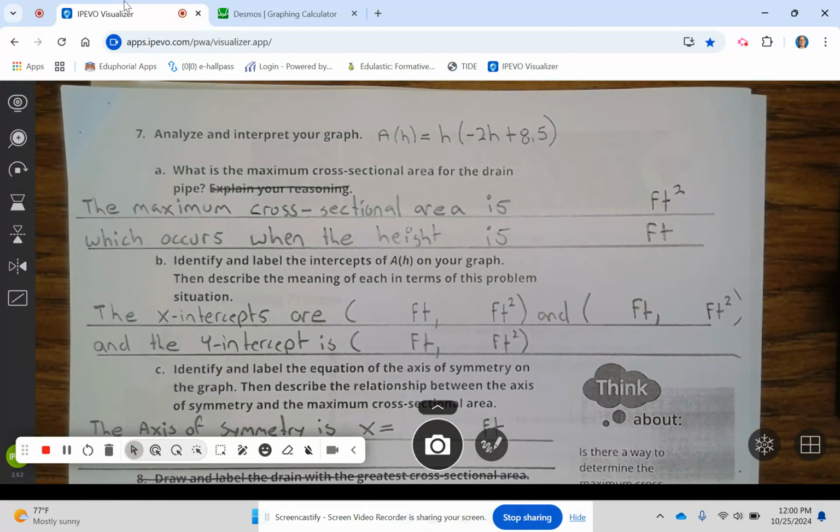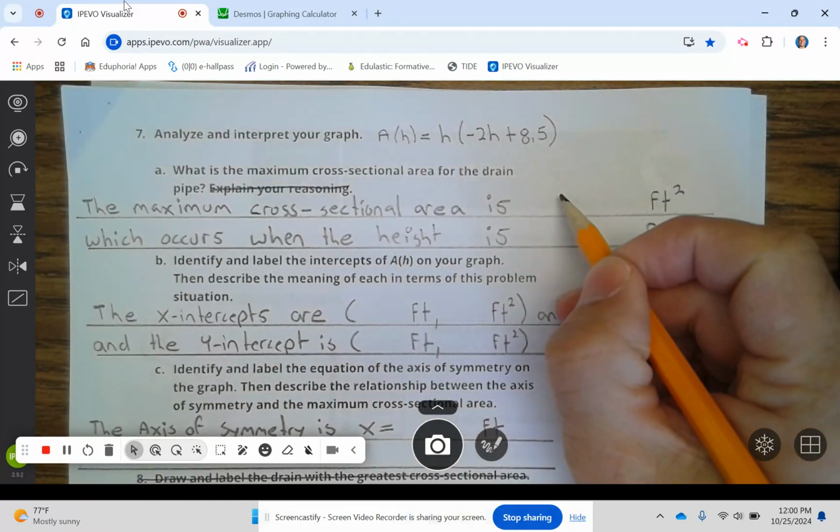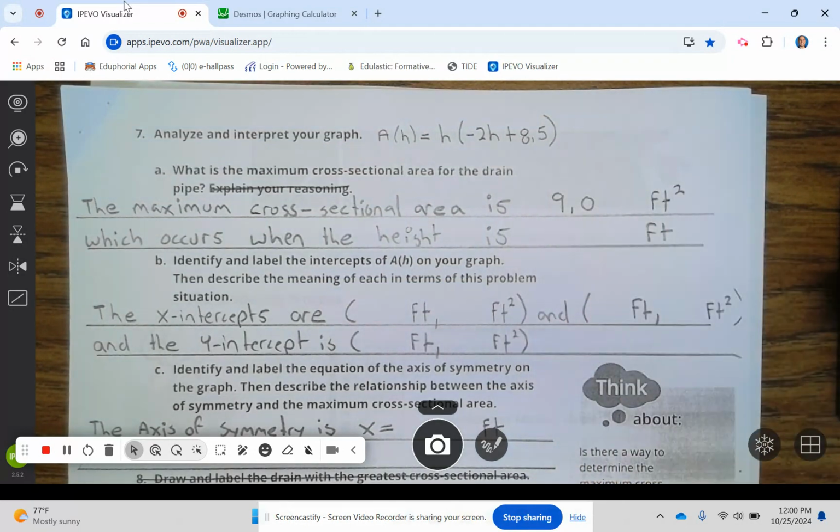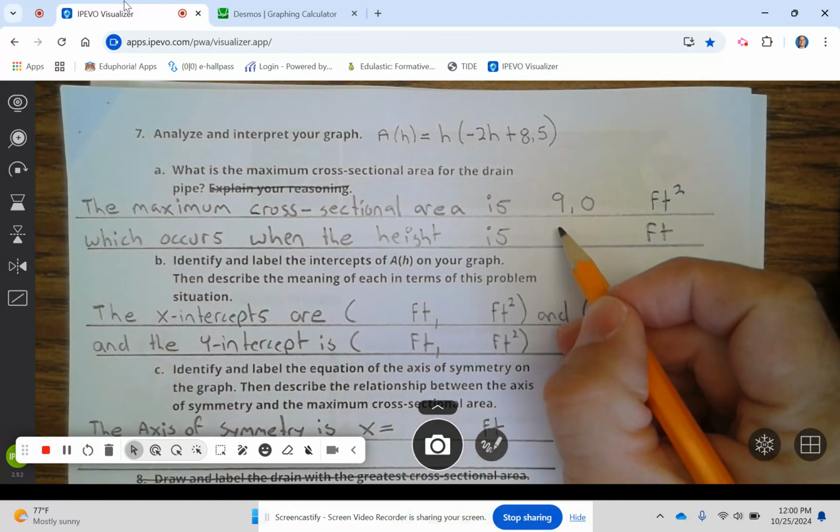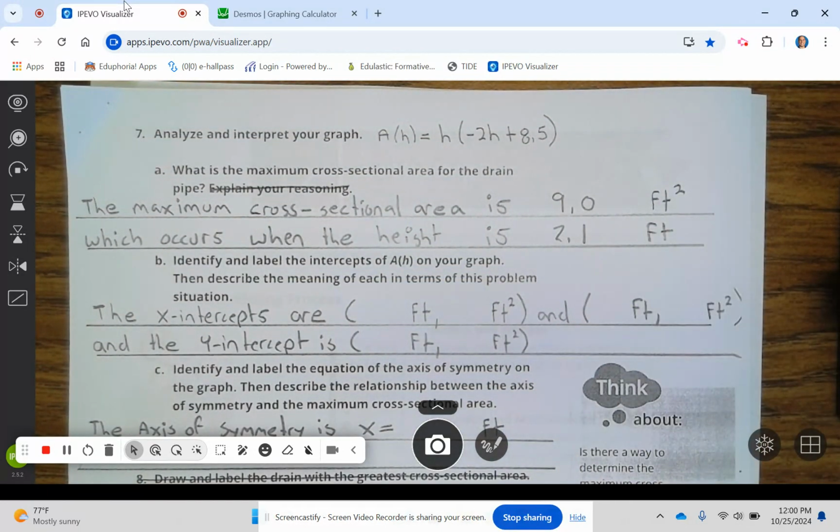7. Analyze and interpret your graph. A of h equals h parentheses negative 2h plus 8.5. A, what is the maximum cross-sectional area for the drain pipe? Which we've already calculated, which is 9.0 feet squared, which occurs when the height is 2.1 feet.